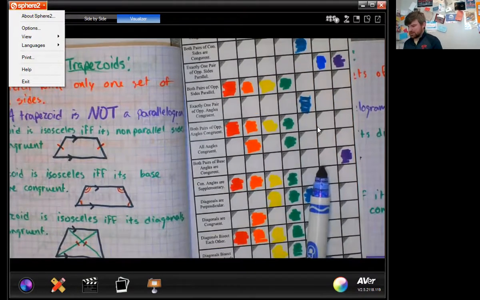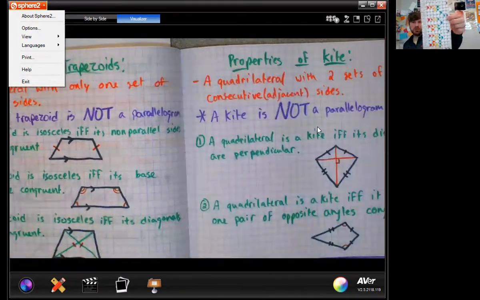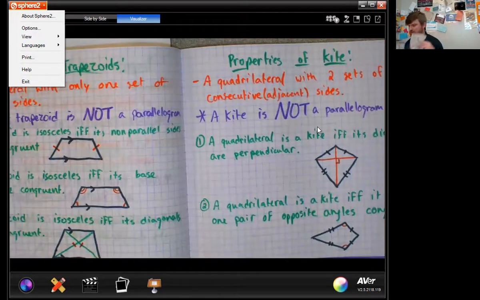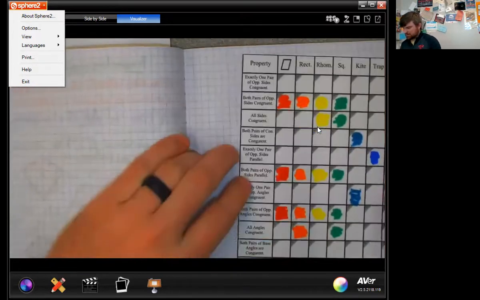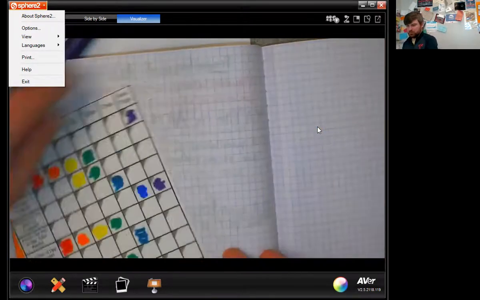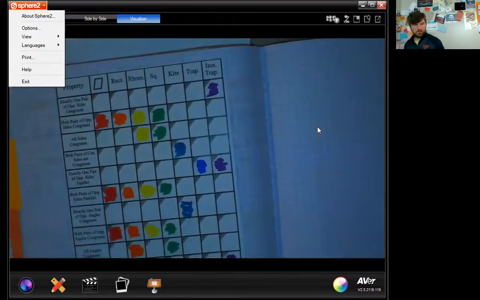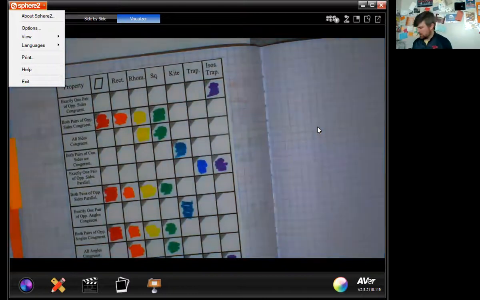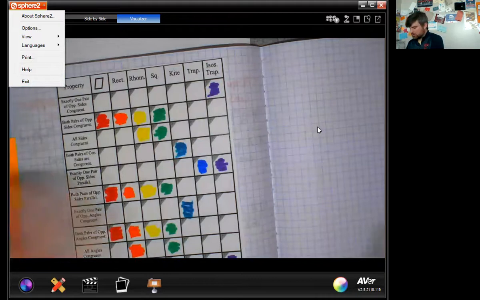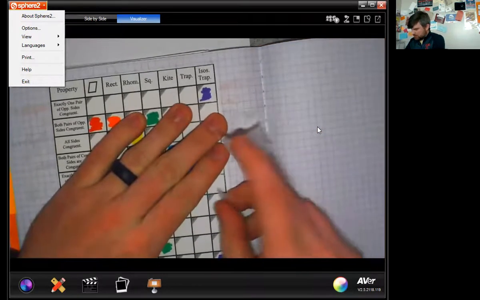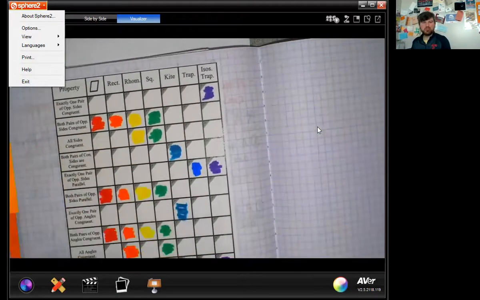Okay, and that is all of our properties here on one sheet. So looking at it here, we've got all of these properties. And we're going to actually tape this in here on page 100 or 101. It doesn't really matter which page it's on. Okay, and then on the other page, we're going to do kind of the quadrilateral hierarchy. It's kind of like more of a puzzle.